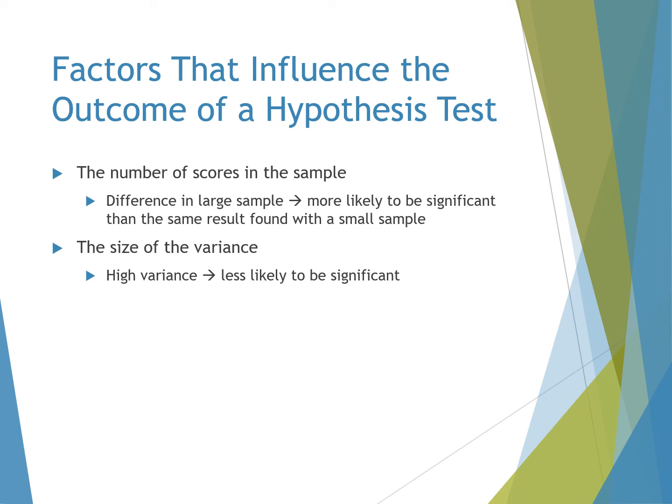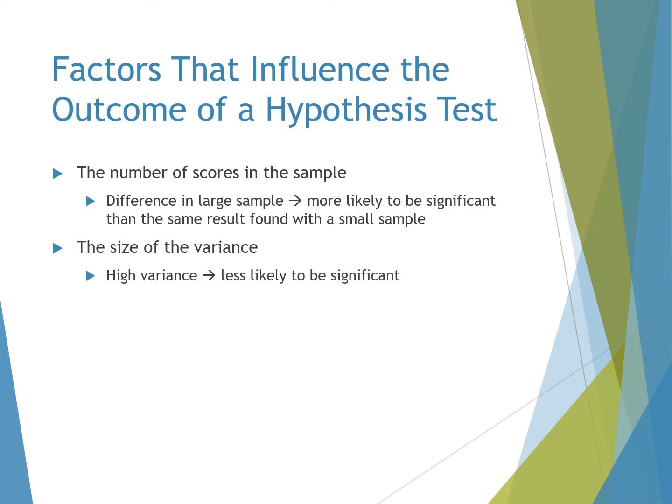So when we are making these conclusions, there's a couple of factors that might influence whether we find significant results, that influence the outcome of a hypothesis test. One is the number of scores in our sample. A mean difference or a correlation found in a large sample is more likely to be significant than the same difference in a small sample. So basically, if we have a large sample, we are more likely to find a significant effect.